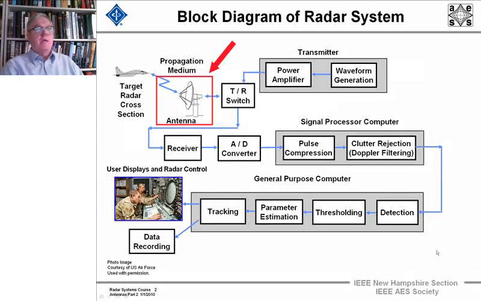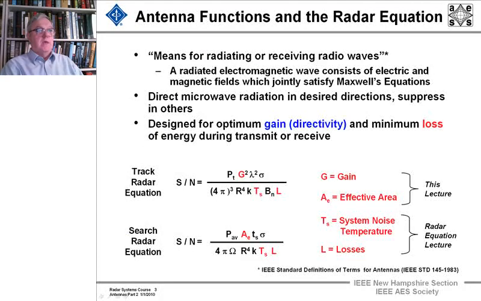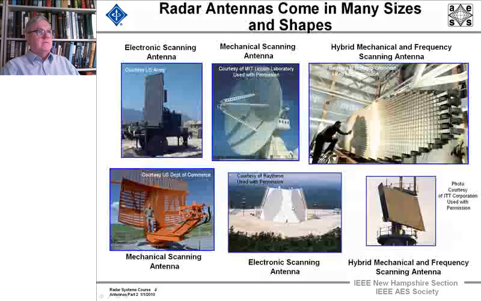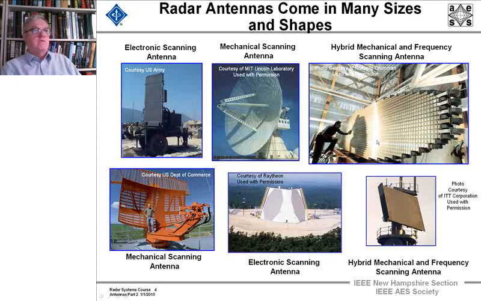And this is just to reiterate, we're looking at the antenna portion of the radar system. I don't have to go over this again, just very fast. The antenna is the means for radiating and receiving radio waves. We want to give directivity to the beam, focus it in a desired direction, and suppress energy going to others. And we want to do that in an optimum fashion. And here we had gone over before, for search and track, the relative parameters that were important. And I showed you this picture before when we were going over antennas in general.